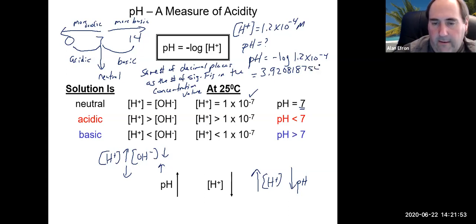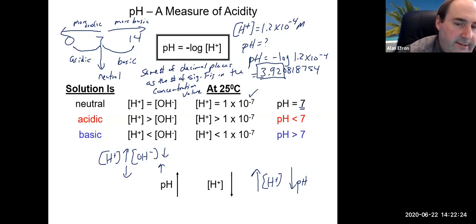3.920818754. And obviously, that is too many digits, but most importantly, let's start with, hopefully everybody got at least that number to show up. Now, when we're talking about what is the proper answer you should give, the proper answer here is 3.92. That is the proper way to display that.